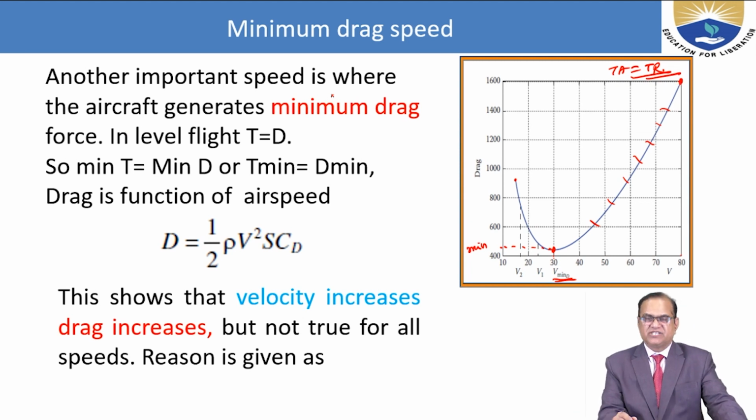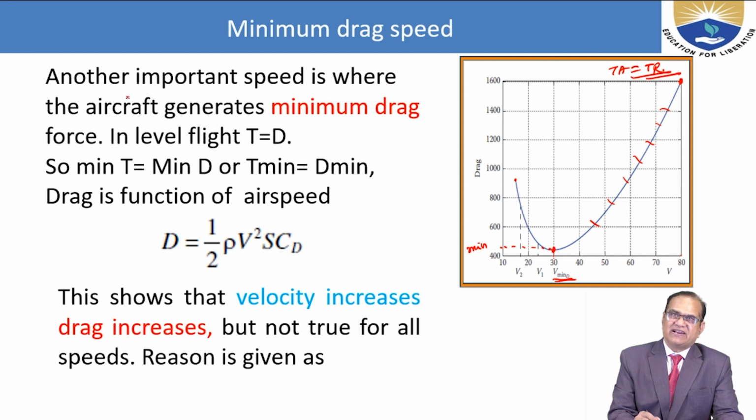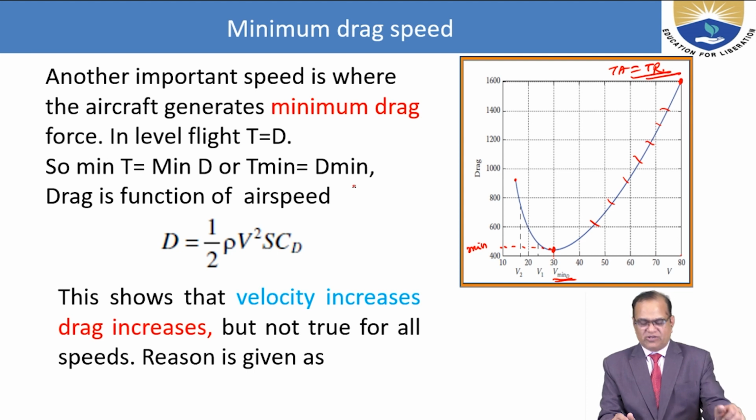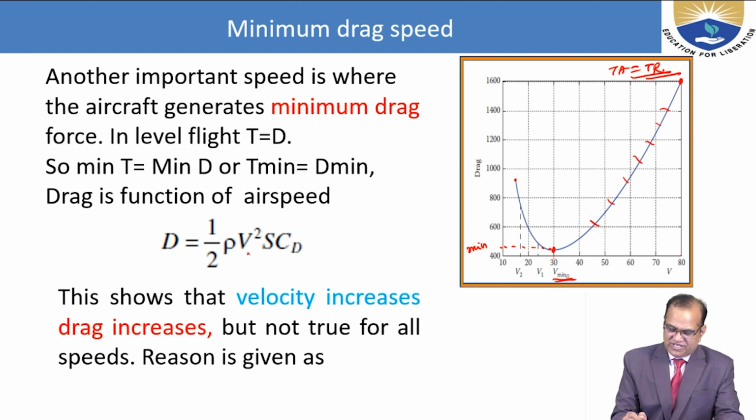Another important speed is where the aircraft generates minimum drag force. In level flight we know that thrust is equal to drag. So for minimum thrust, we need minimum drag, or T minimum is equal to D minimum. Drag is a function of air speed. We know that drag is equal to half rho V square S CD, where CD is the drag coefficient.